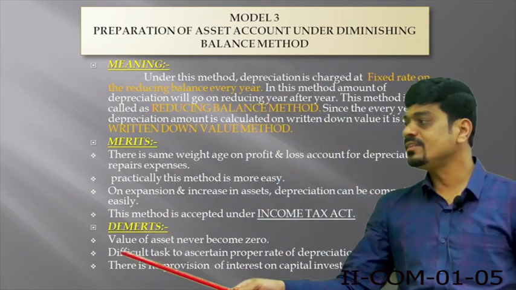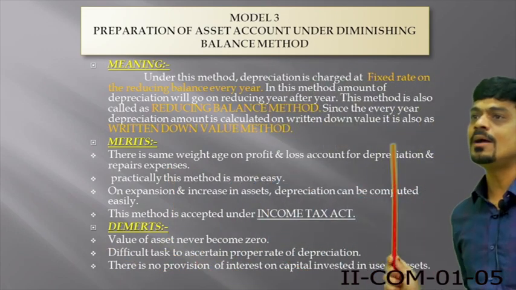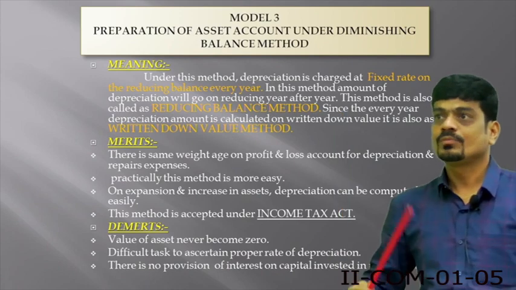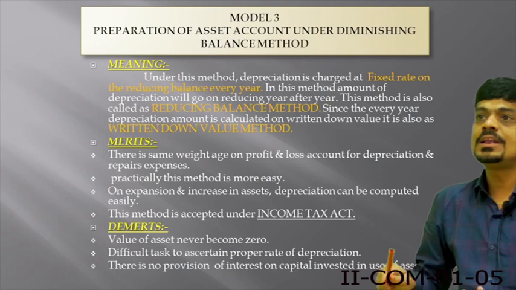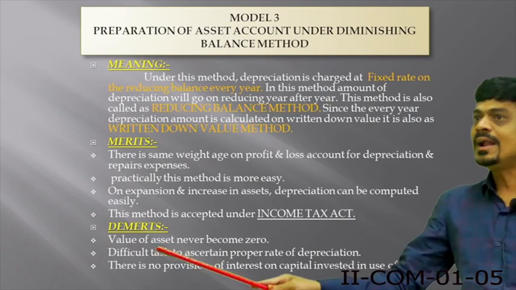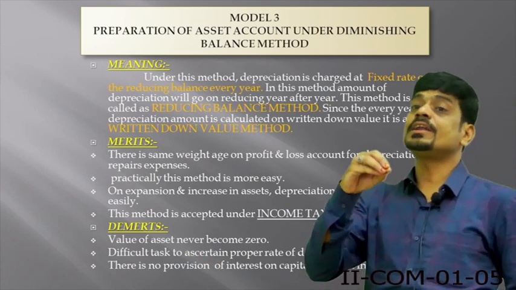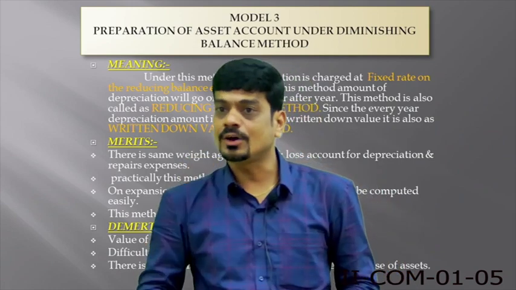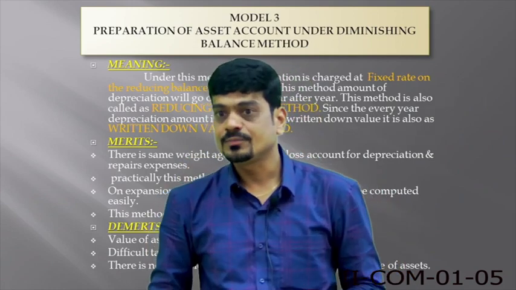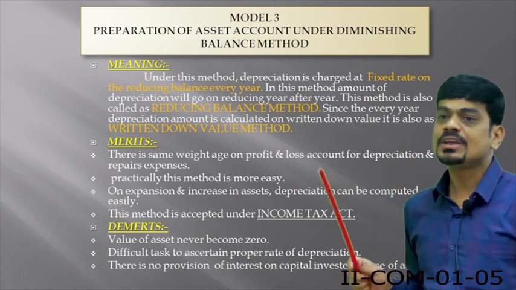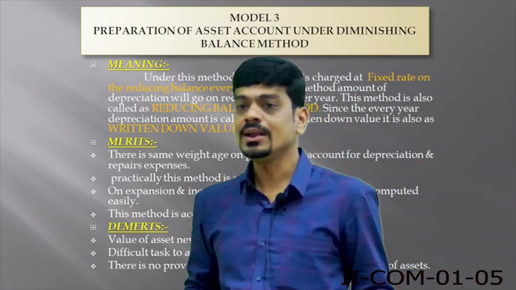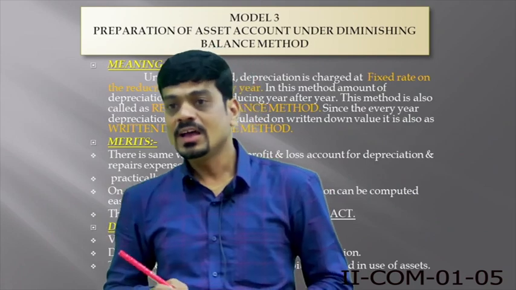Then demerits. What are the demerits? The asset value will never become zero. It will continue. Okay, 810, 790, like that it will come, but there won't be any zero value. Apart from that, determining the proper rate of depreciation is difficult. And there is no provision of interest on capital. We cannot make any provision of interest on capital for the use of the asset.